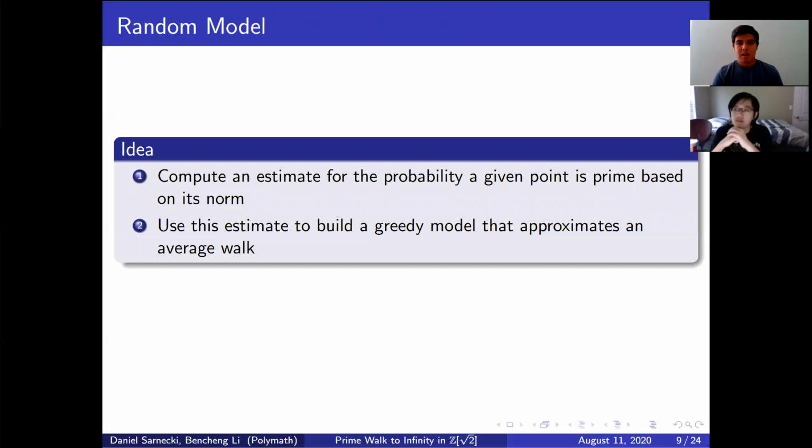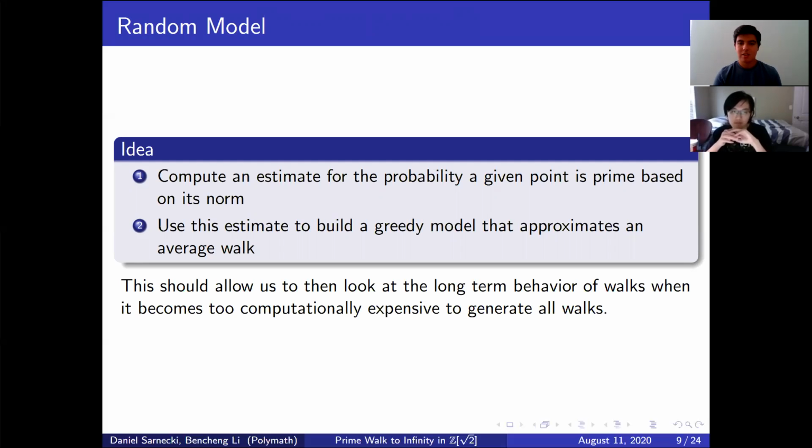So the idea for the random model is we compute an estimate for the probability a given point is prime based on its norm. Then we use this estimate to build a greedy model that approximates an average walk. This should allow us to then look at the long-term behavior of walks when it becomes too computationally expensive to generate all walks.